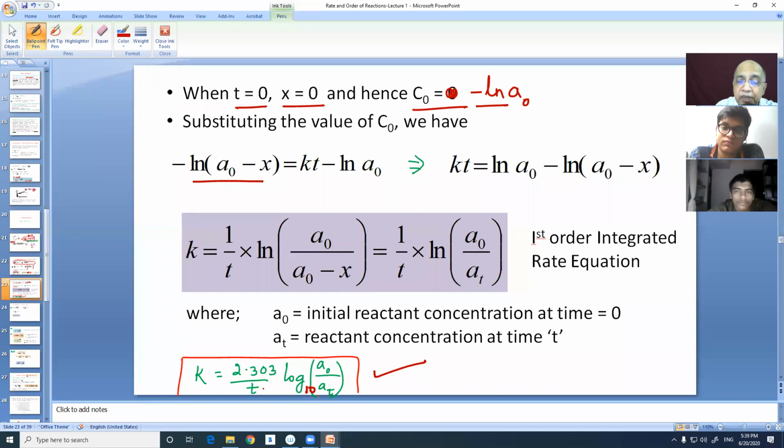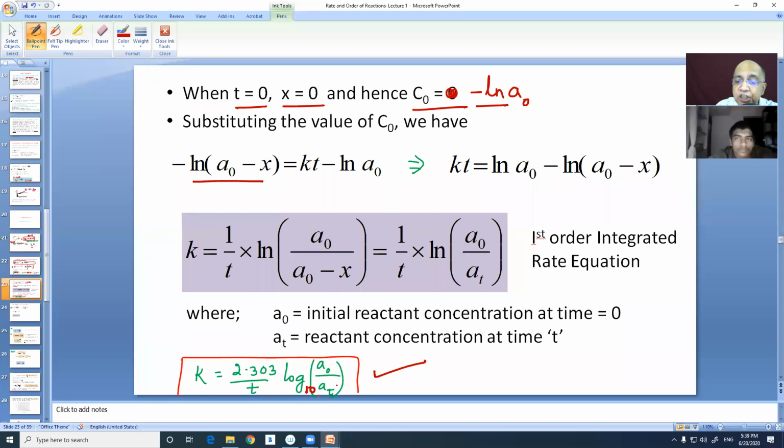Say after 20 minutes, what will be the reactant concentration At? If the initial concentration is given, and K is given, you will be using this integrated equation in all your chemical calculations involving first order reactions.